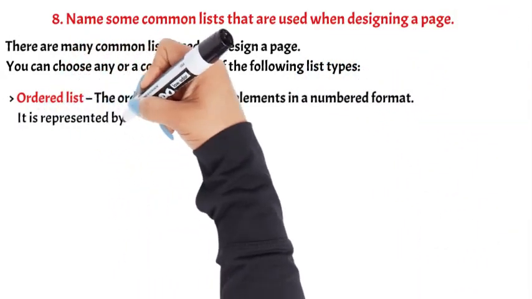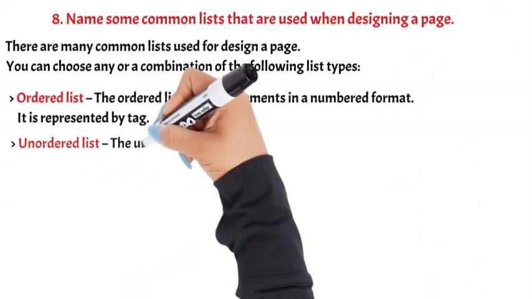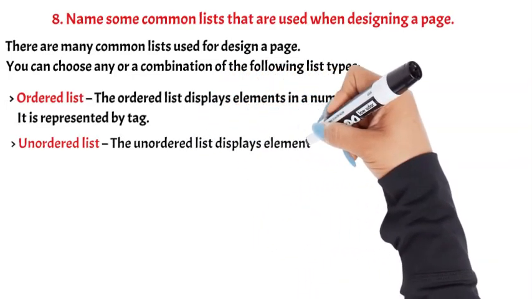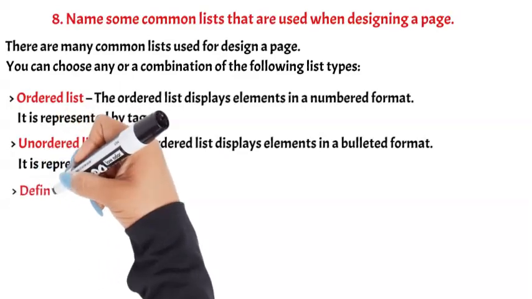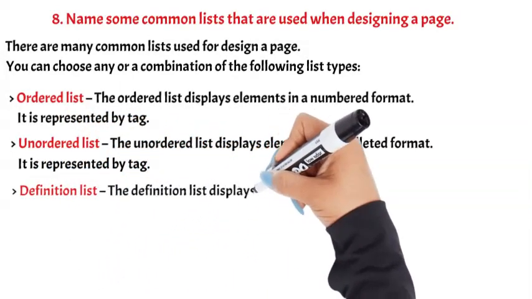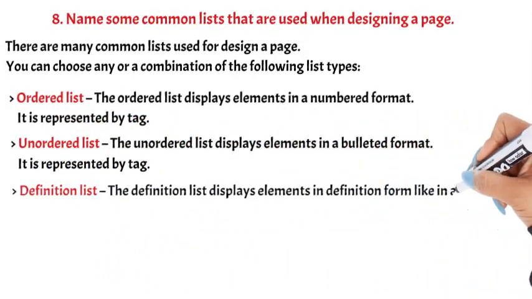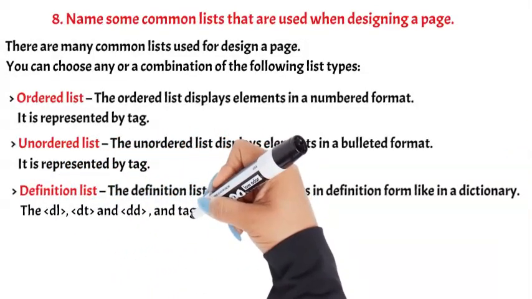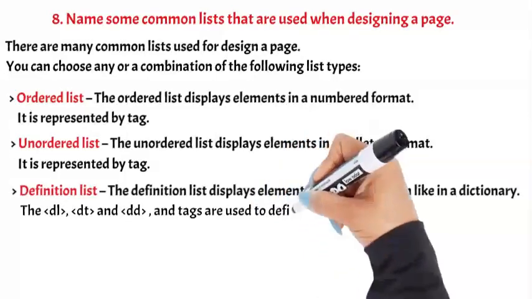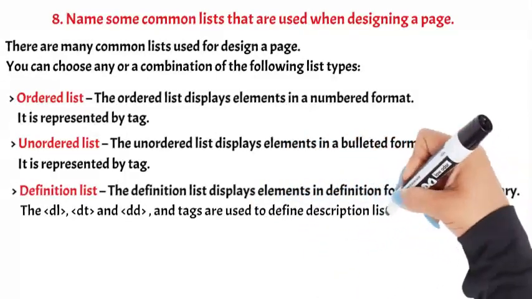It is represented by the <ul> tag. The unordered list displays elements in a bulleted format. The definition list is represented by the <dl> tag. The definition list displays elements in definition form, like in a dictionary. The <dl>, <dt>, and <dd> tags are used to define a description list.